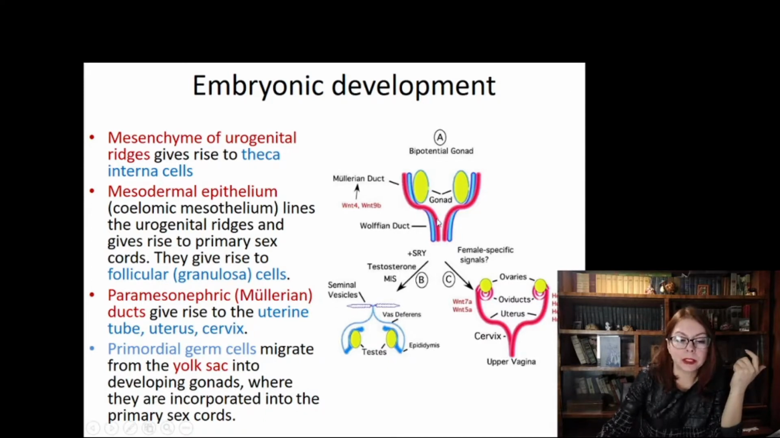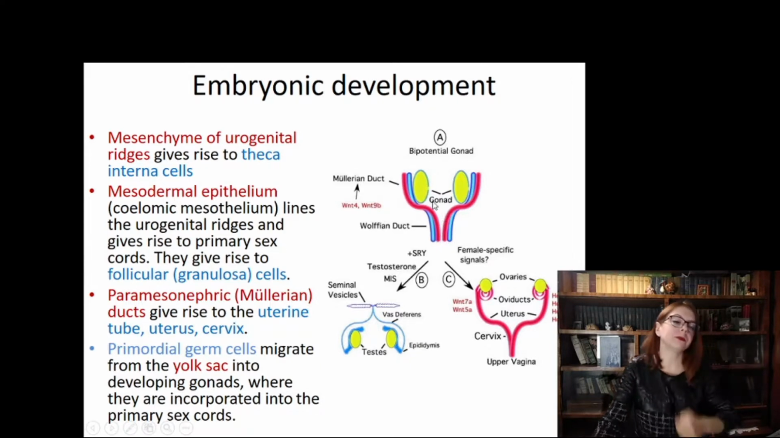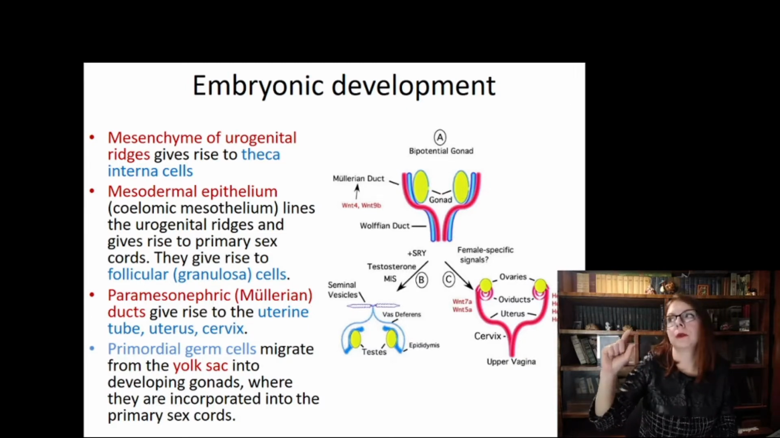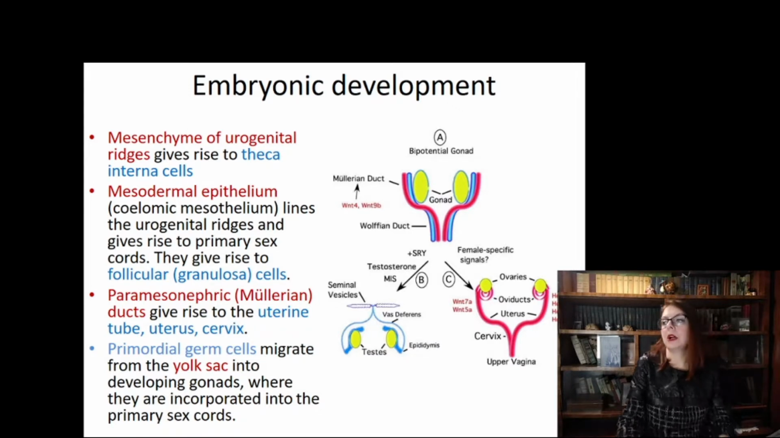So Mullerian ducts fuse in the midline with the formation of the uterus, and primordial germ cells migrate from the yolk sac, populating the primitive gonads. And what we should say also, I forgot to put it on the slide, is that the vagina develops in the upper region from the Mullerian ducts, and in the lower region from the endoderm of the urogenital sinus. So it has a double origin of its epithelium.